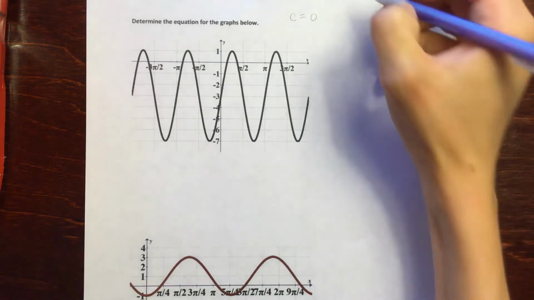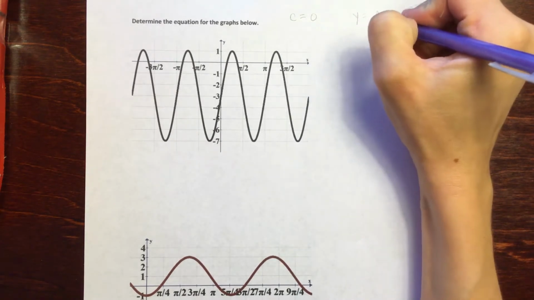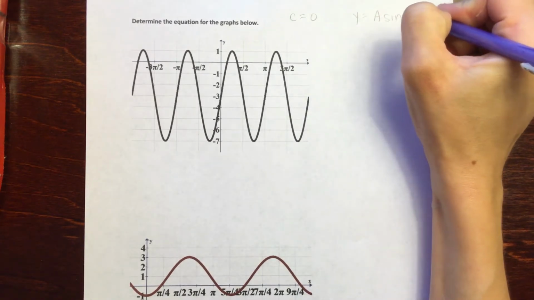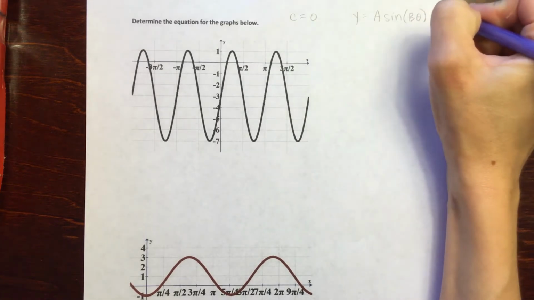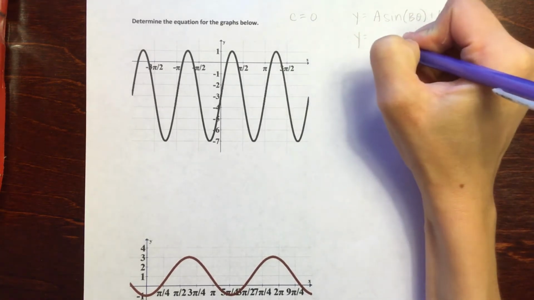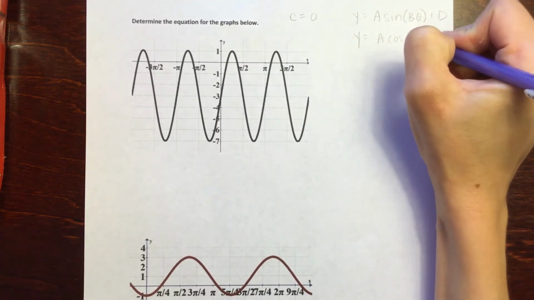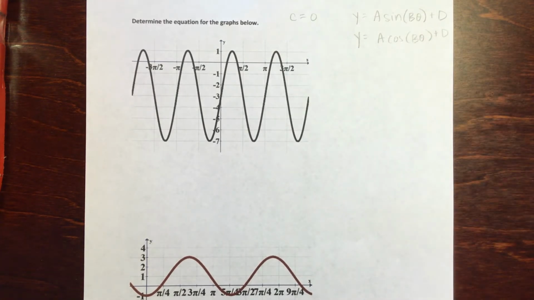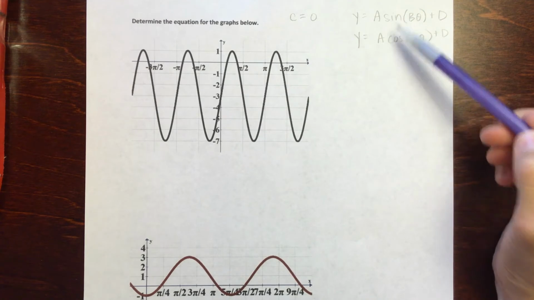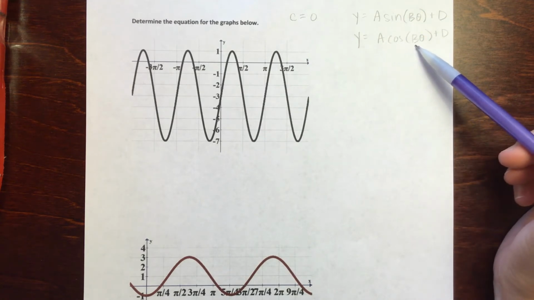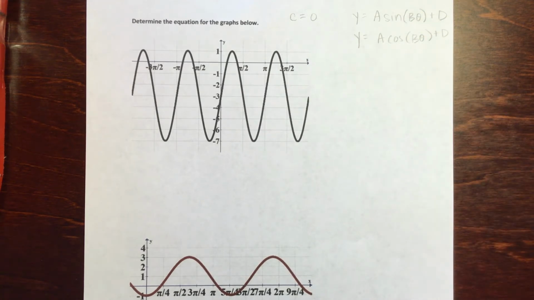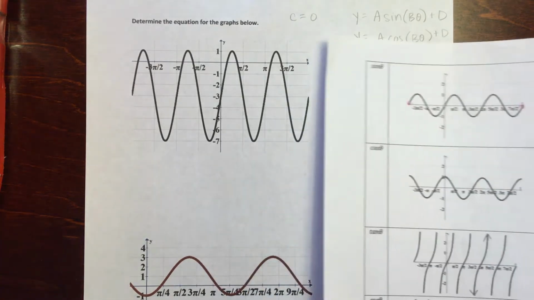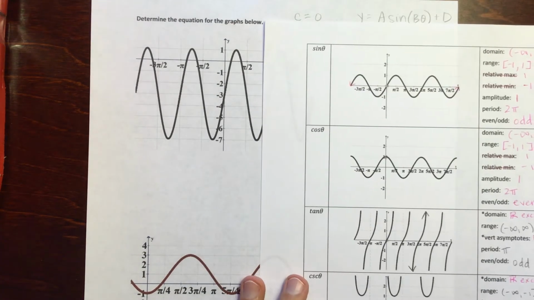So that means that we are going to be writing equations y equals a sine bx or b theta plus d, or y equals a cosine bx or b theta plus d. All right, so we have to figure out if we're using sine or cosine. We need to figure out what our a value is, our b value is, and our d value. Reminder, these are your basic sine and cosine graphs.